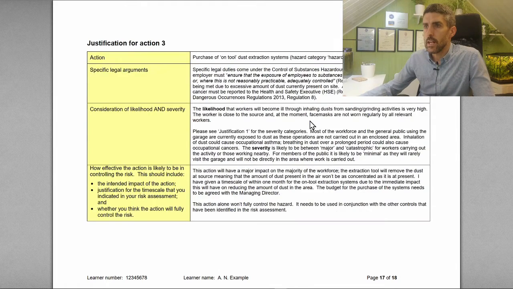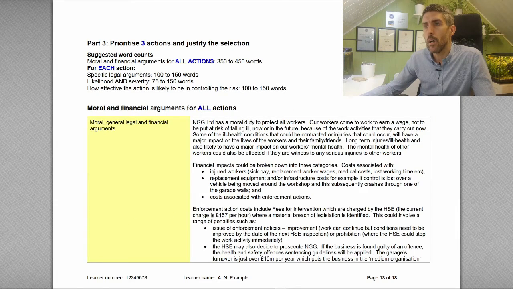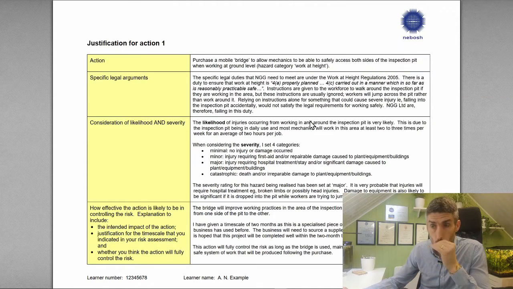So I think that's it really for part 3. So just remember, the first part of it is you're making moral and financial and general legal arguments based on all 3 actions in the round, and then you're going on to deal with each action separately, where you're putting in specific legal arguments and reasons why, so specific breaches and reasons why you think the circumstances give rise to a breach, consideration of likelihood and severity, and how effective the action is likely to be in controlling the risk, based on each action separately. So I hope that makes it clear.